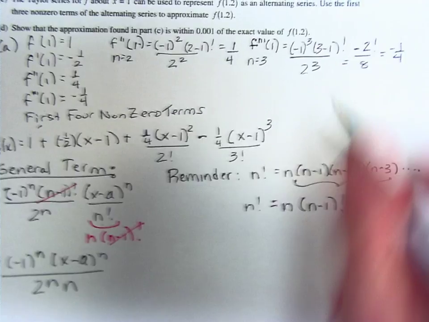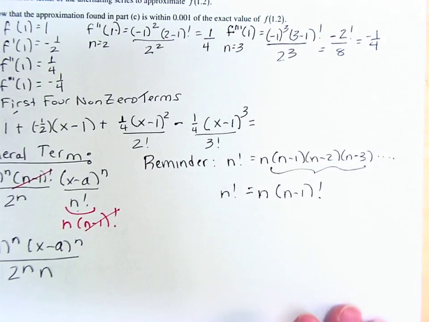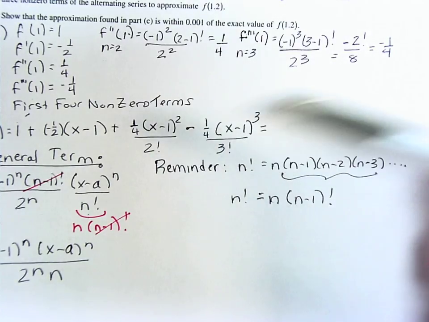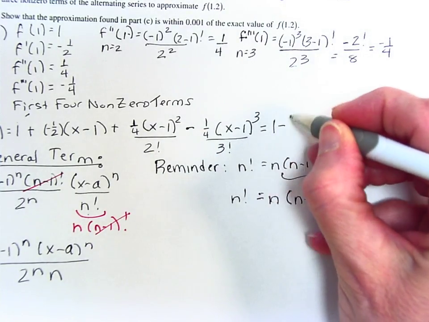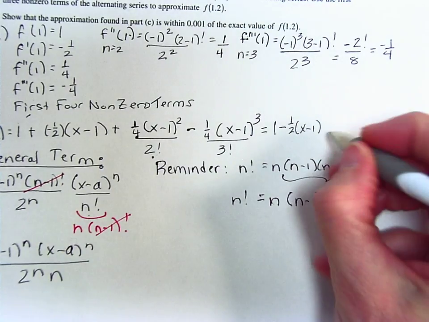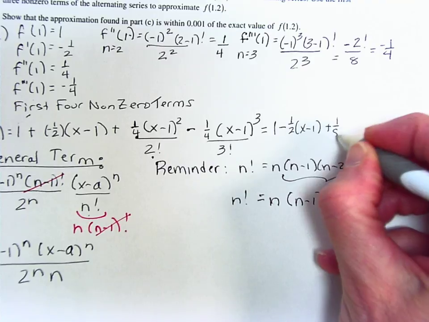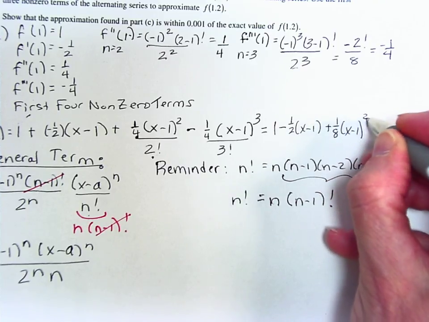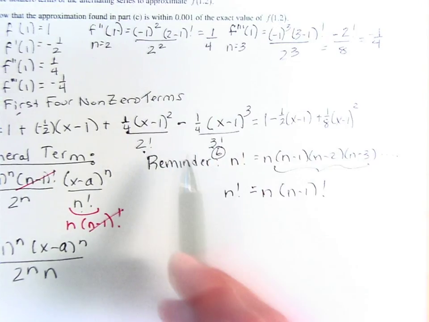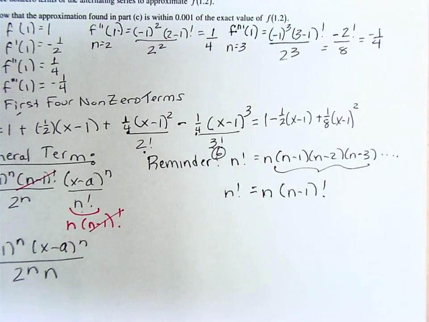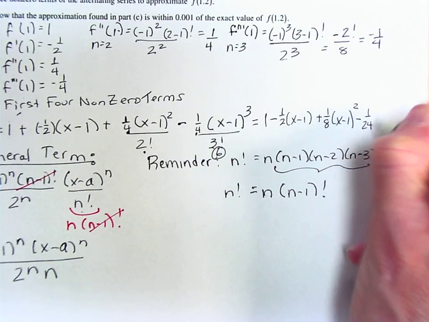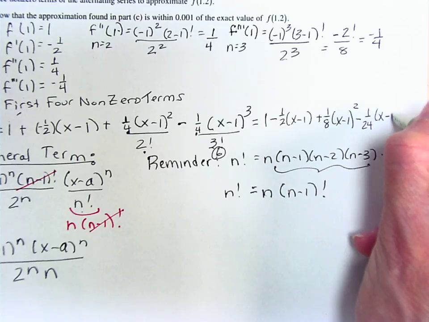Back here, I'm going to back up just a little bit. It's probably a good idea that we do some simplifying. So in other words, rewrite this as 1 minus a half times (x minus 1). 4 times 2 is 8. So this is going to become 1/8 (x minus 1) squared. 3 factorial is 6. So 4 times 6 is 24. So that final one's going to be minus 1 over 24 (x minus 1) cubed.